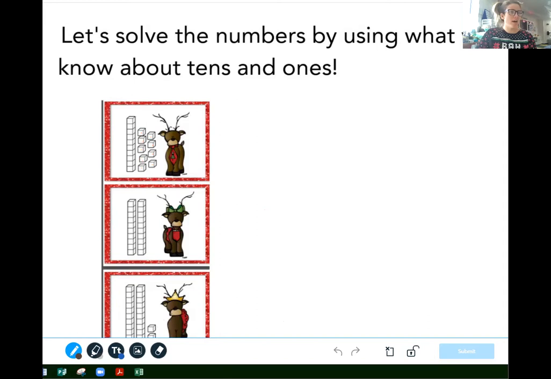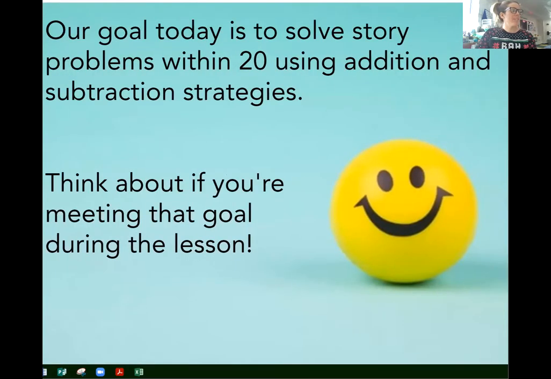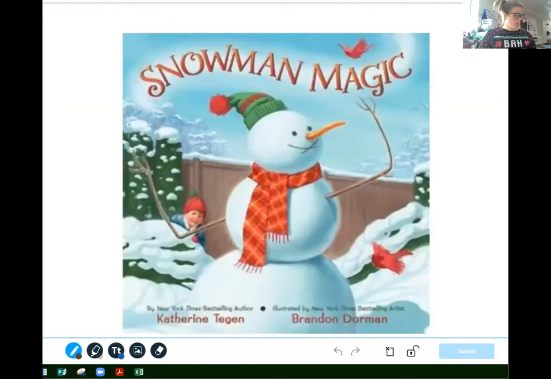All right, good job. Our goal today is we are going to be solving story problems within 20 using addition and subtraction strategies. So think if you're meeting that goal during the lesson, we have a story where we are going to be solving problems during the story, and then you will solve some Santa problems after we read our story. All right, so our story today is Snowman Magic.